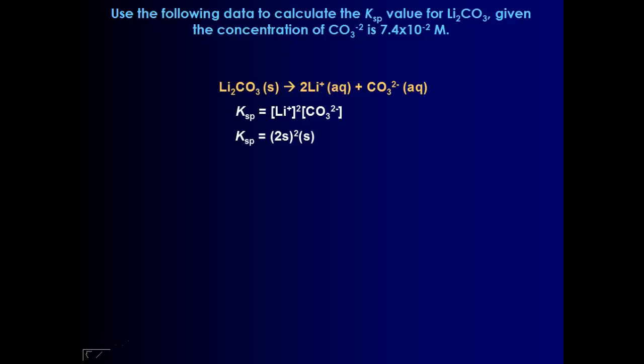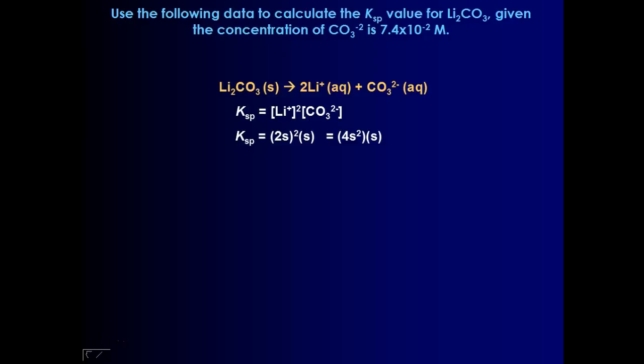And so if carbonate is 7.4 times 10 to the negative second, lithium would have to be twice that. Now, if I don't want to have to go about it that way, I can use my change in X to help determine this as well. I know that we're going to make twice the amount of lithium ions as carbonate. And so if I know what the value of carbonate is, I know what the value of S is, 7.4 times 10 to the negative second.